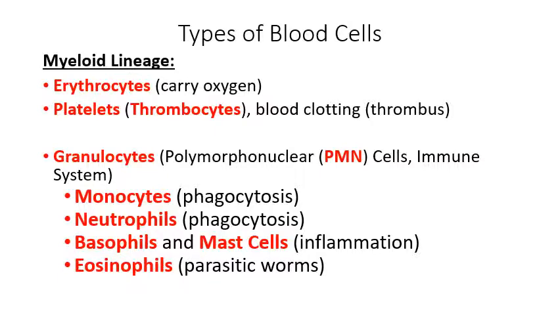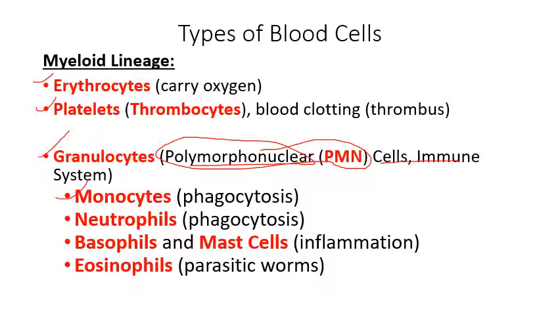Okay, now let's talk about the different types of blood cells that make up the blood. Of course, we know from the myeloid lineage, we know about the erythrocytes. They carry oxygen. The thrombocytes are the platelets whose job it is to clot the blood. And then we have granulocytes. These are white blood cells that have a funny shaped nucleus. Therefore, they are the PMN cells. And they form part of the immune system. Right now, I'm just going to go over some of the major classes of PMN cells, the granulocytes.